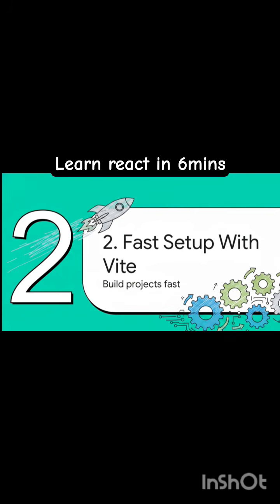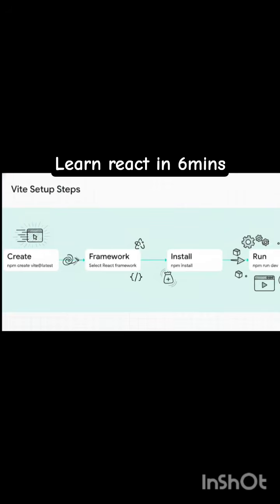Moving right along to part two, getting things set up fast with Vite. You can actually build your new project in just 4 quick terminal commands. We're using Vite here because, well, it is lightning fast compared to older tools. You just run npm create vite@latest, select React from the menu, navigate into your new folder, hit npm install, and finally npm run dev. Boom, your local web server is live and you're ready to code.